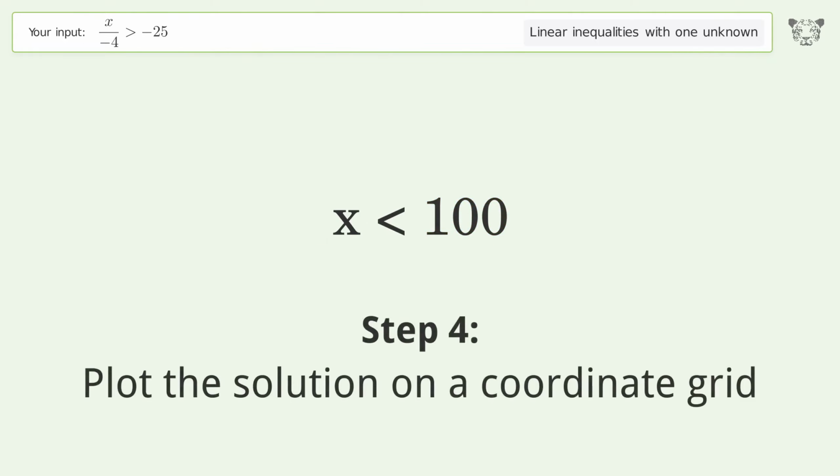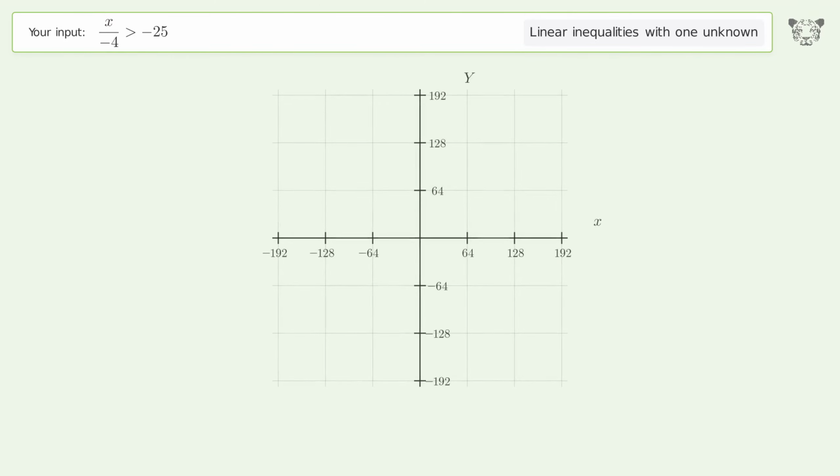Plot the solution on a coordinate grid. And so the final result is x smaller than 100.